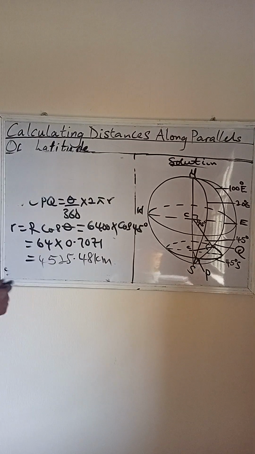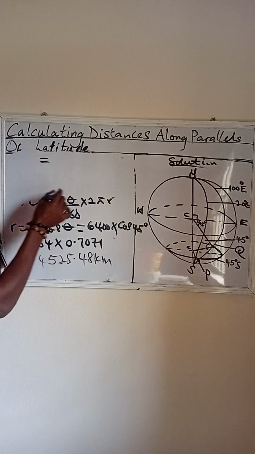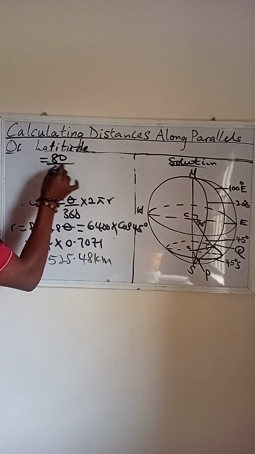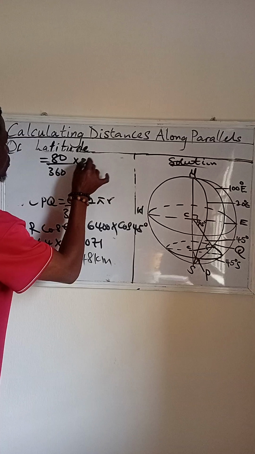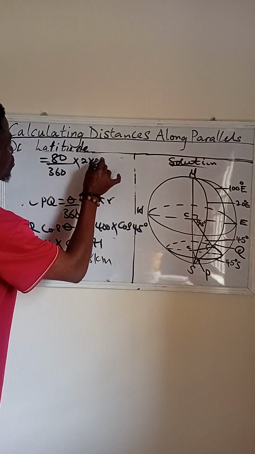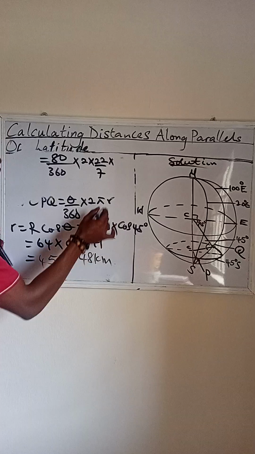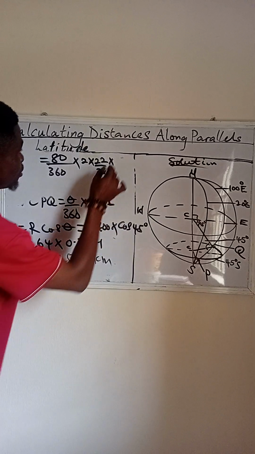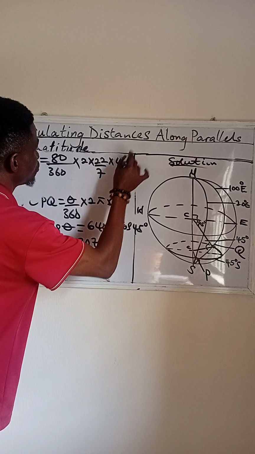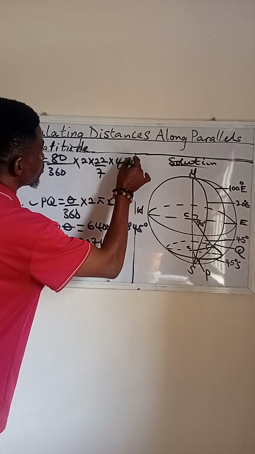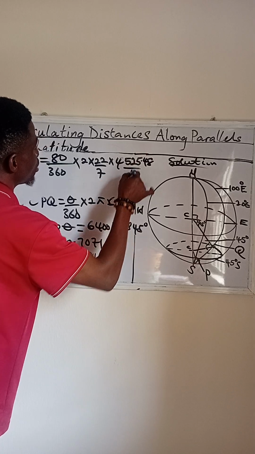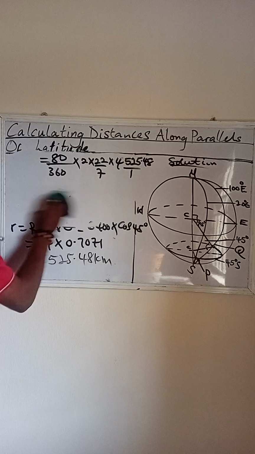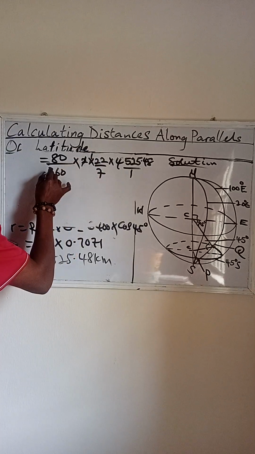Okay, now we want to come back to this arc PQ. Arc PQ, we have 80 over 360, then times 2, then times pi, which is 22 over 7, then times cos r. Your cos r is everything here. We have 4,525.48 kilometers, then divided by 1.